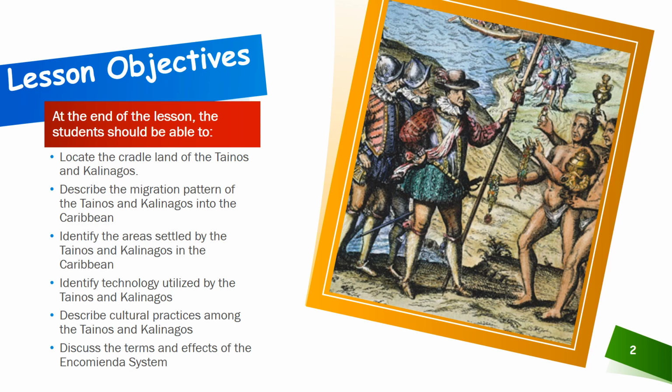Our objectives for today are as follows. At the end of the lesson, you should be able to locate the cradle land of the Tainos and Kalinagos. Describe the migration pattern of the Tainos and Kalinagos into the Caribbean. Identify the areas settled by the Tainos and Kalinagos in the Caribbean. Identify technology utilized by the Tainos and Kalinagos. Describe cultural practices among the Tainos and Kalinagos. And discuss the terms and effects of the Encomienda system.